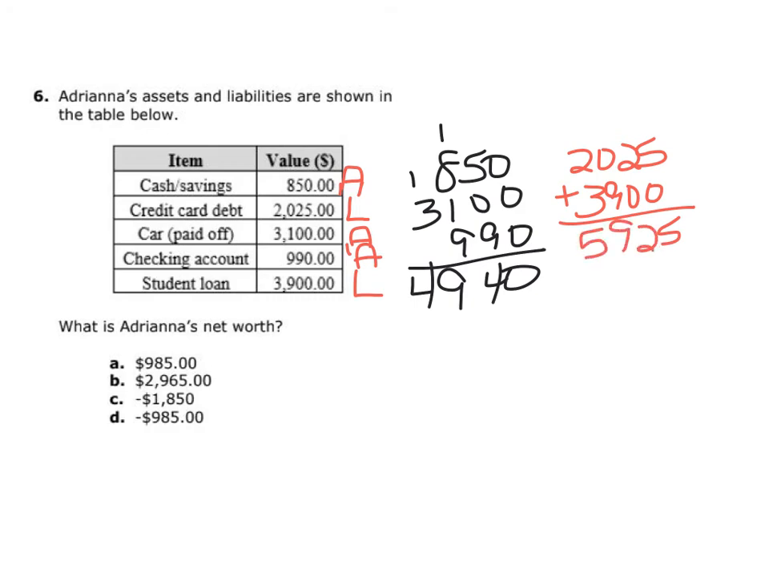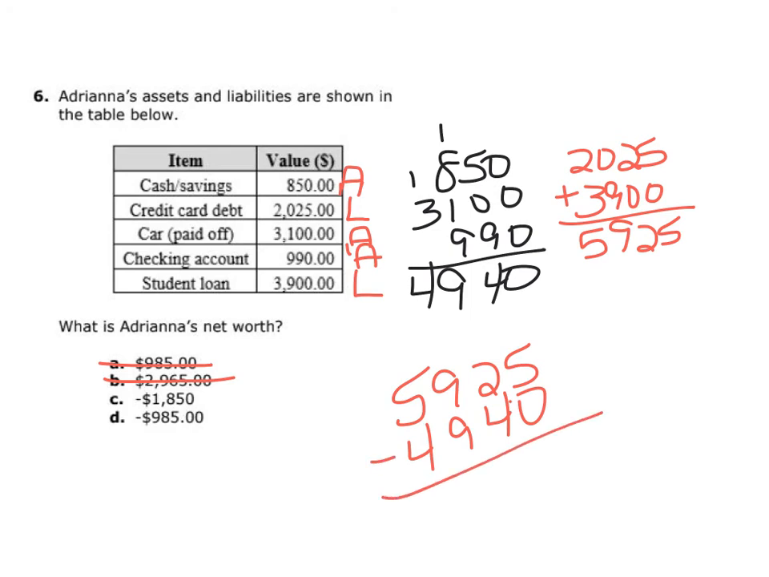So now, if you notice, I have more liabilities than assets. So that means it's going to be a negative. So I could eliminate A and B already, because whenever we have more liabilities than assets, that means we have a negative net worth. So let's go ahead and subtract it. So 2 minus 4 you can't do, so we have to regroup. 12 minus 4 is 8. 8 minus 9 we can't do, so we got to regroup. So 18 minus 9 is 9, and 4 minus 4 is 0. So that means we have a negative 985, which is letter D.